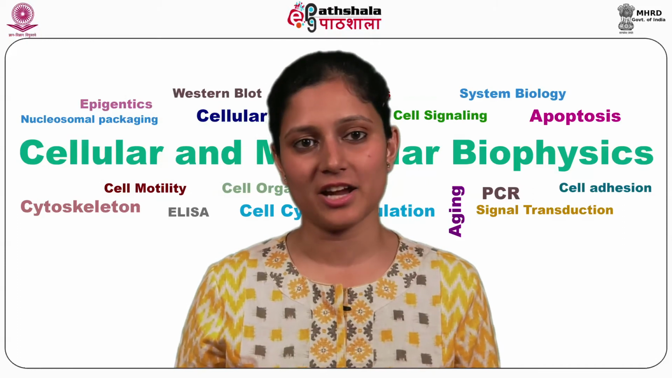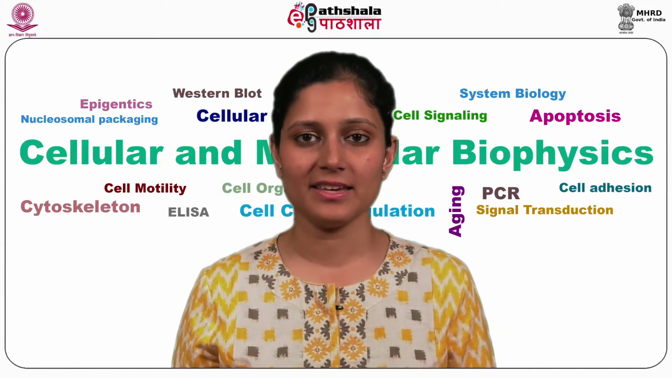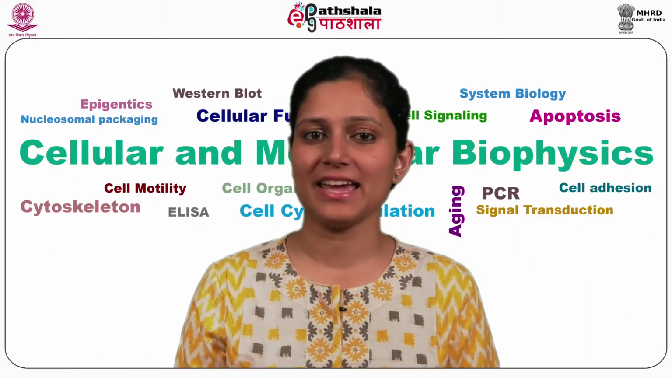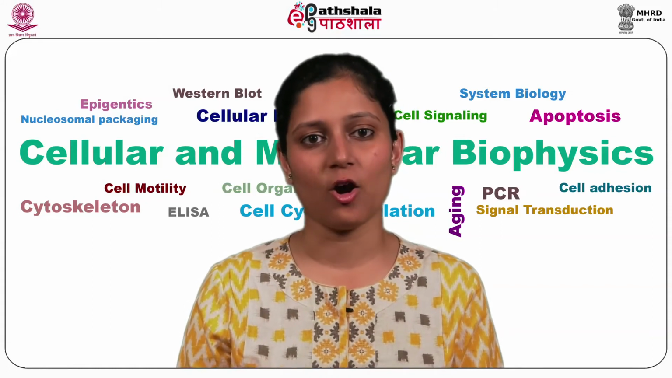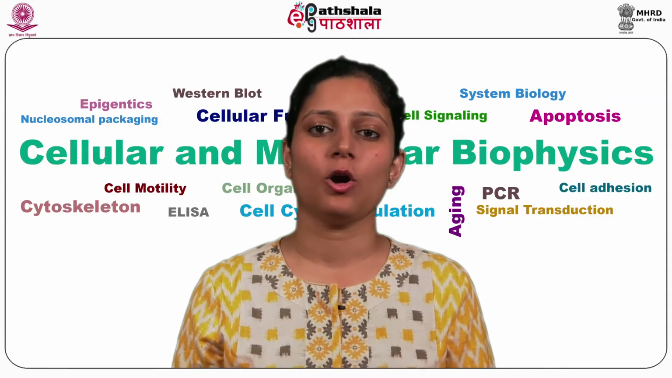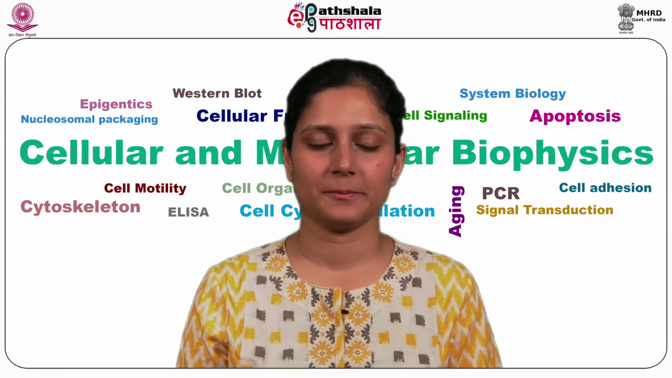The third nuclear transport model marked in C is the forest model. FG domains can form two distinct conformations, a globular collapsed coil conformation, which are known as shrubs, and a collapsed coil with extended coil conformation known as trees. Together, a forest-like landscape is formed by alternating trees and shrubs to fill the volume of the nucleopore complex.